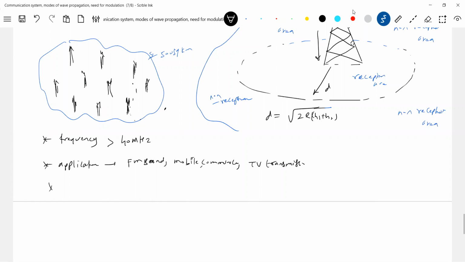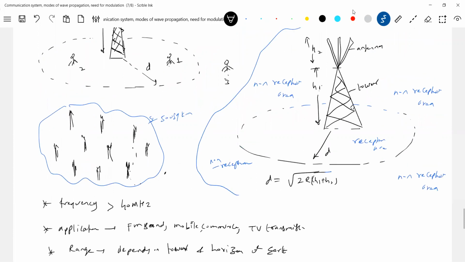So now, the maximum range depends on what? Range, shall I say, depends on the height of the tower and the radius of the Earth. The shape of the Earth is what matters here, no? Okay, now one more thing.